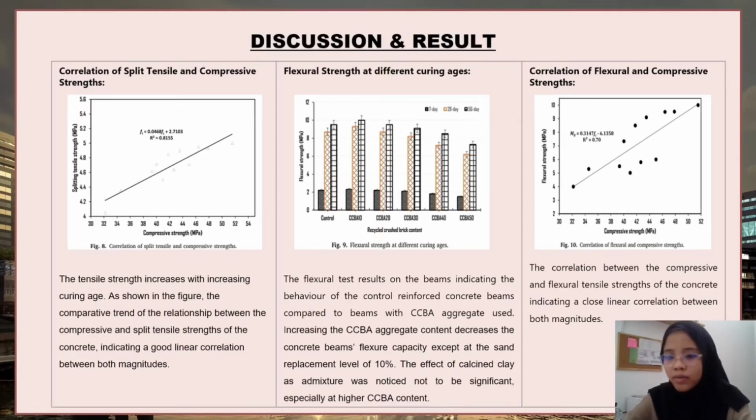Last but not least is the correlation of flexural and compressive strength. This correlation between the compressive and flexural tensile strength of the concrete indicates a close linear correlation between both magnitudes.